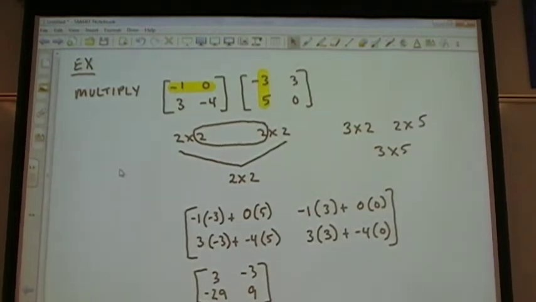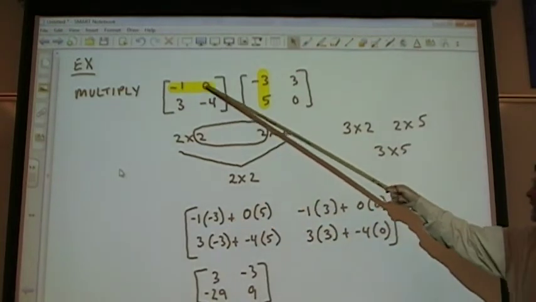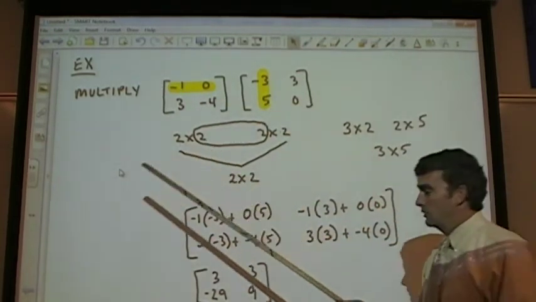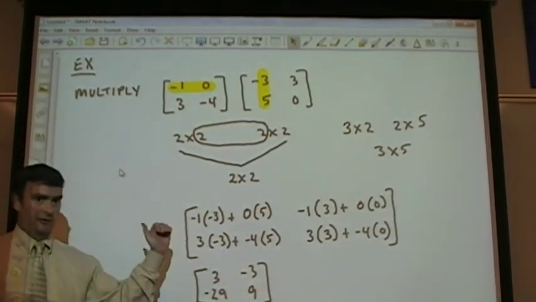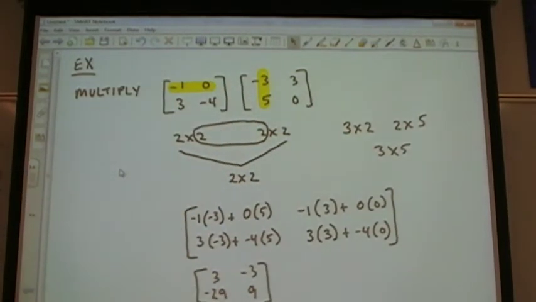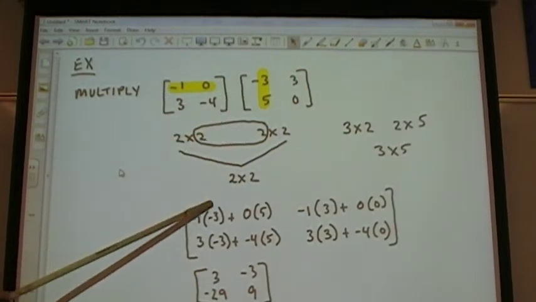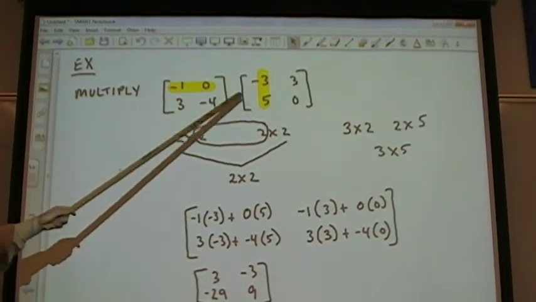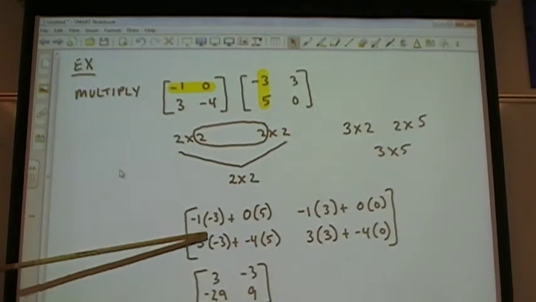Now the steps in multiplying are listed below. I used the rows of the first and the columns of the second. So to get this first entry, look at the highlighted numbers. I took the first row. What's the location of this first entry? It's in the first row and first column. So I have to use the first row and first column. That's how I get this first entry. I take -1, which corresponds with -3, and I multiply those together. And 0 corresponds with 5, and I multiply those together. And then I add the results to get 3.